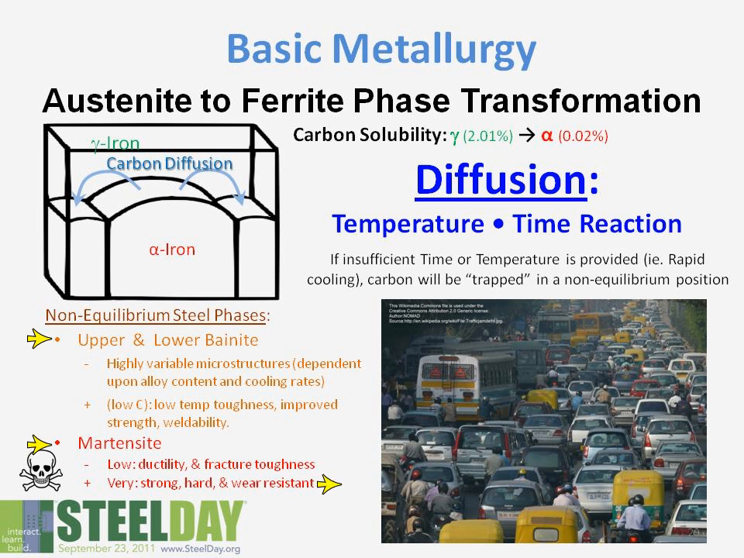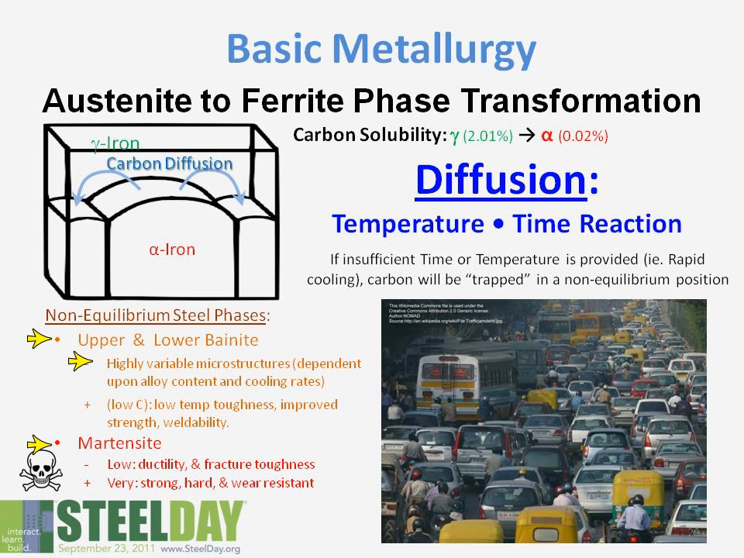Graphically, why we get these non-equilibrium phases: if you look at this picture of traffic and you consider the motorcyclists as being carbon atoms and the cars and buses as being iron atoms, if we're moving along in steady state, the traffic's moving, then the motorcyclists, or the carbon, can move in around the cars very easily. But if we don't give enough time or temperature, i.e. the traffic comes to a halt, what happens is the carbon gets locked into a place it doesn't want to be. Those are these non-equilibrium phases.